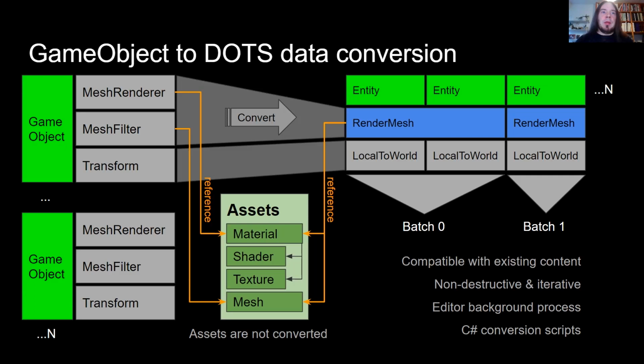Subscenes in the editor can be open or closed for editing. Closed subscenes are converted to ECS entities, while open subscenes are represented solely as game objects. This keeps the editor responsive when working with large game worlds. The component set conversion scripts are written in C#. The user can write their own conversion script for their own custom game component sets. Assets are not converted. The asset references are simply copied to the DOTS components.